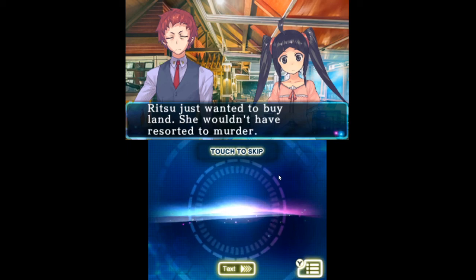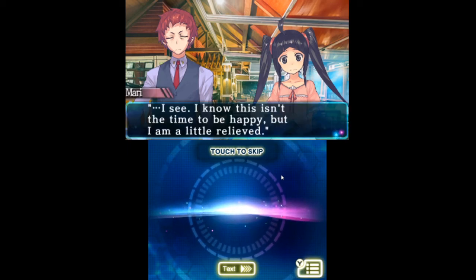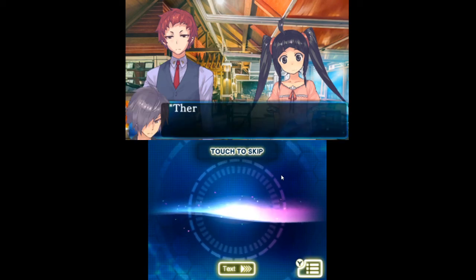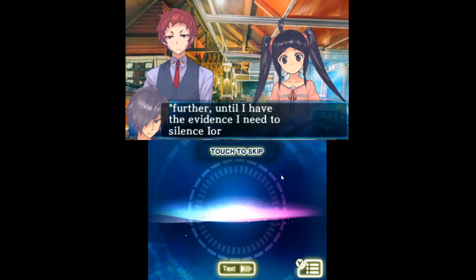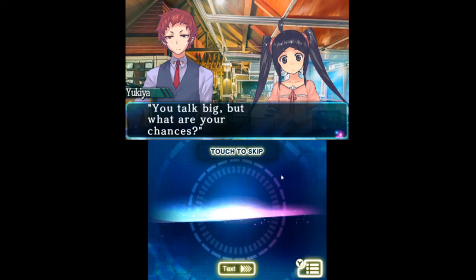Lisa just wanted to buy land. She wouldn't have resorted to murder. I see. I know this isn't the time to be happy, but I'm a little relieved. So then, Kyosuke, what will you do now? There's nothing to worry about. I will follow Mr. Oleg's investigation into the clones and go even further until I have the evidence I need to silence Eoli. You talk big, but what are your chances?